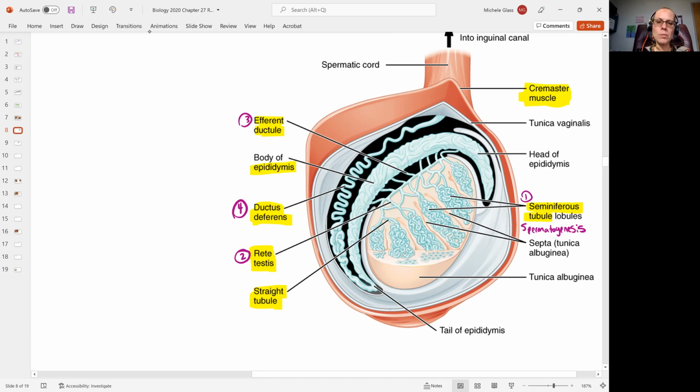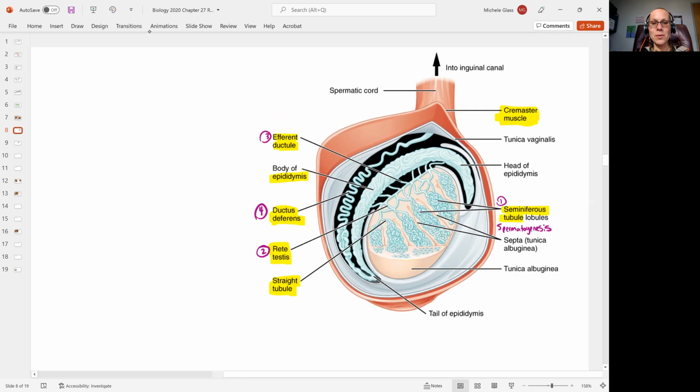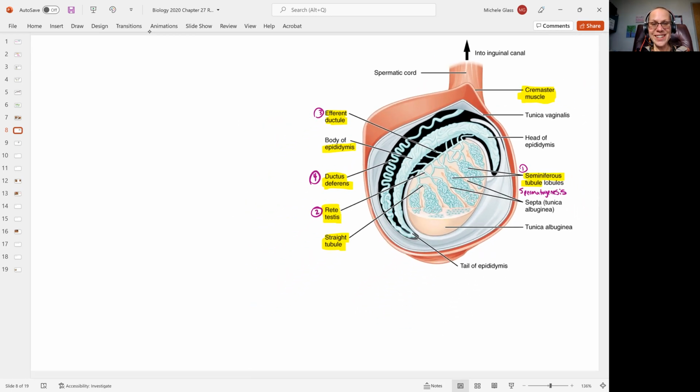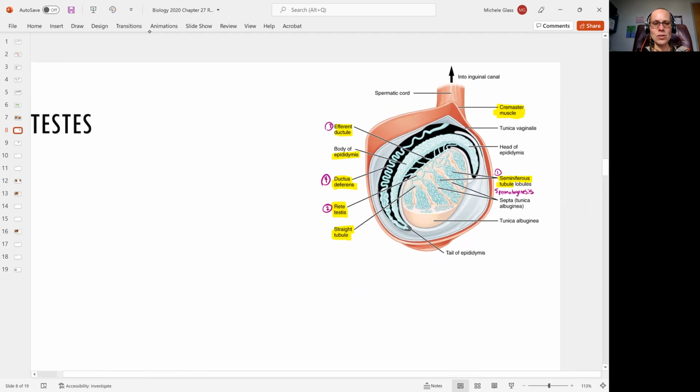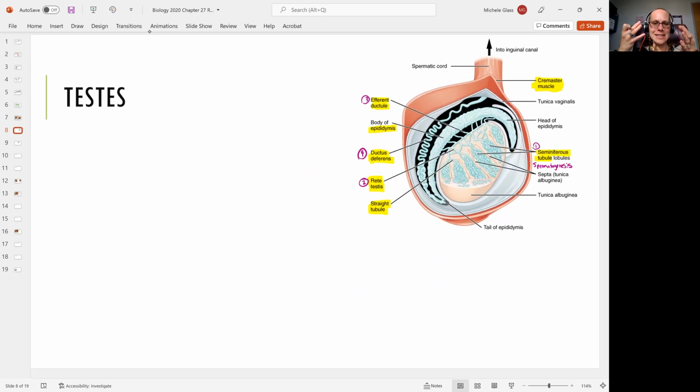And remember, that's important in contracting in order to elevate the testes to bring them closer to the pelvic cavity when the environment is cold, or relaxing to allow the testes to hang further away from the pelvic cavity when the environment is warm. When we talk about the testes, we are going to see there are several important cells that are in the mix here.